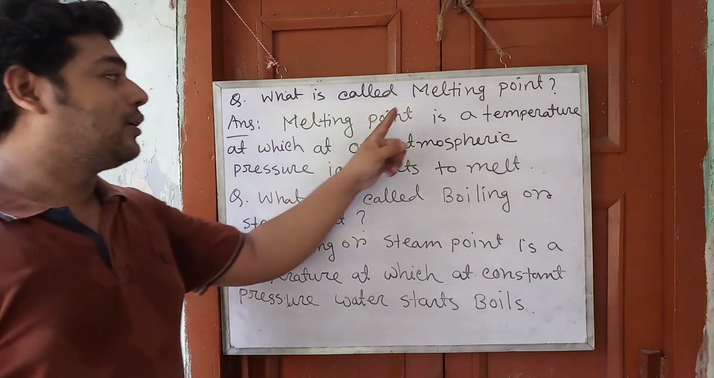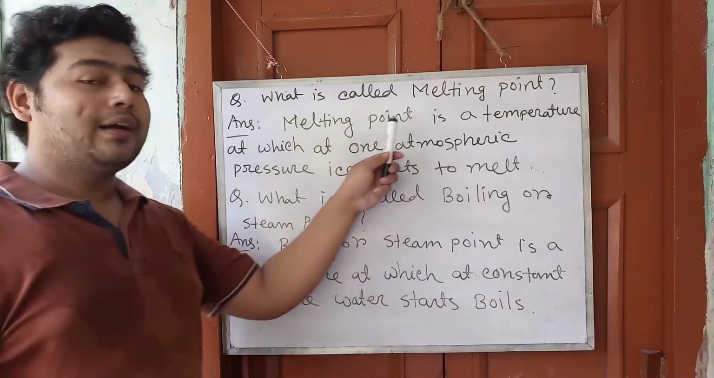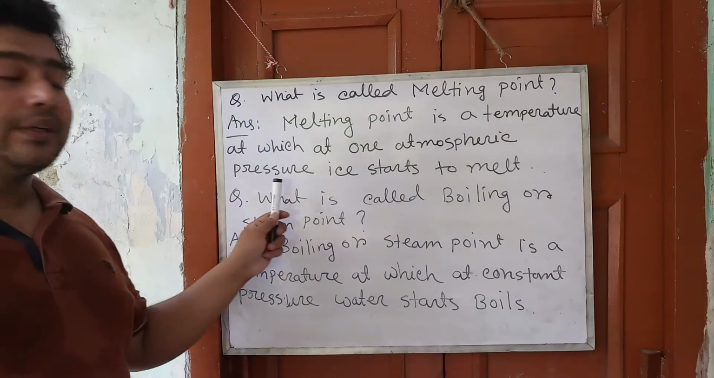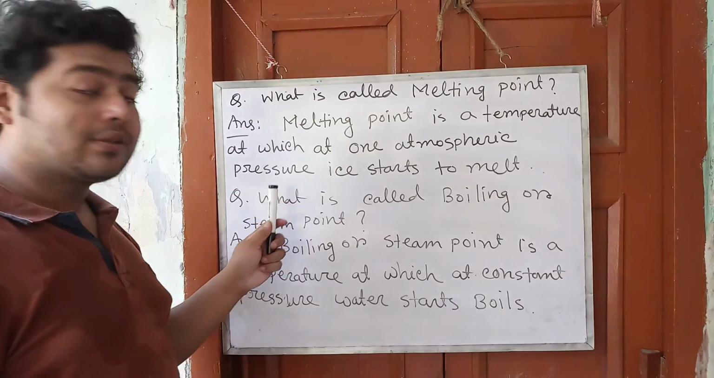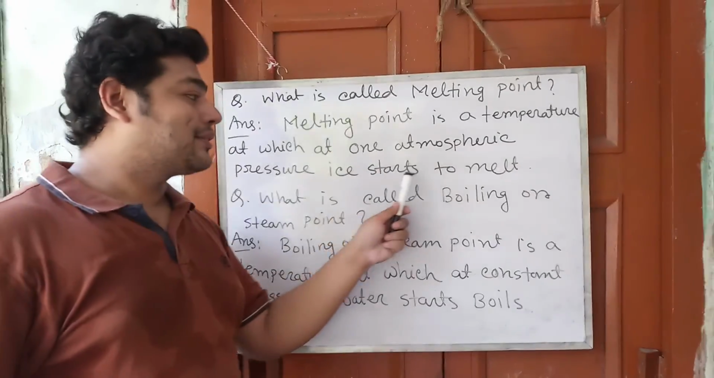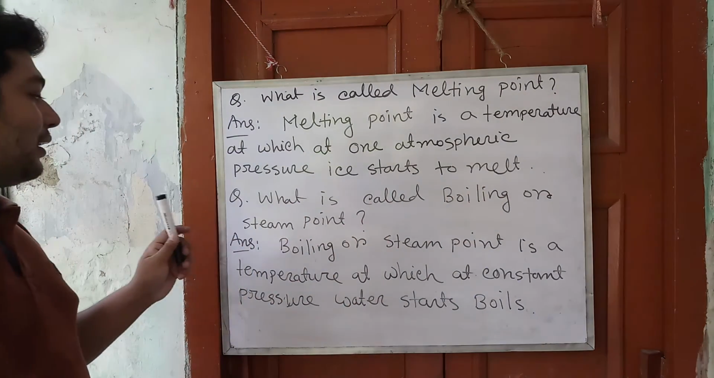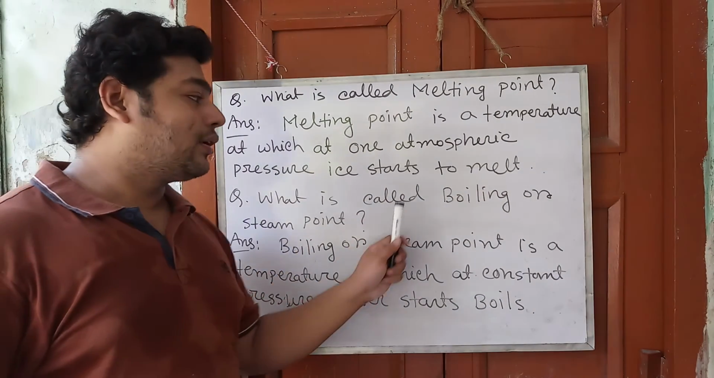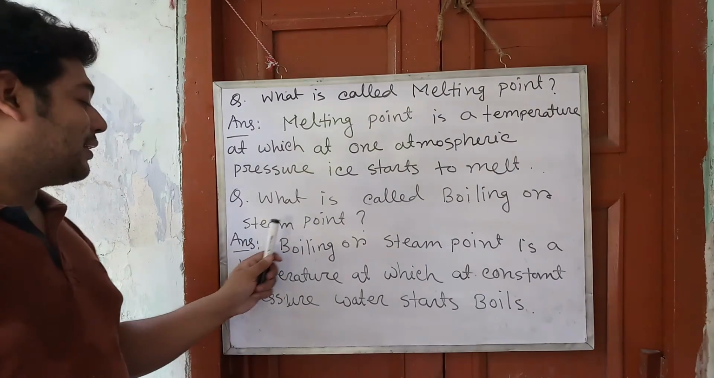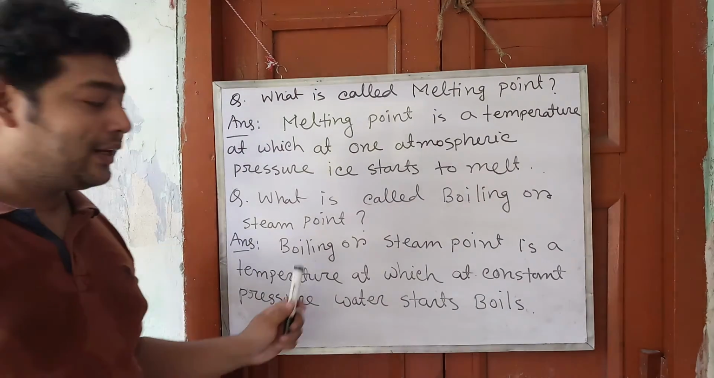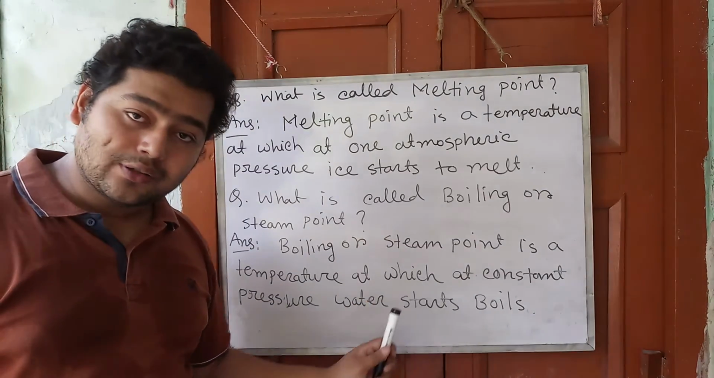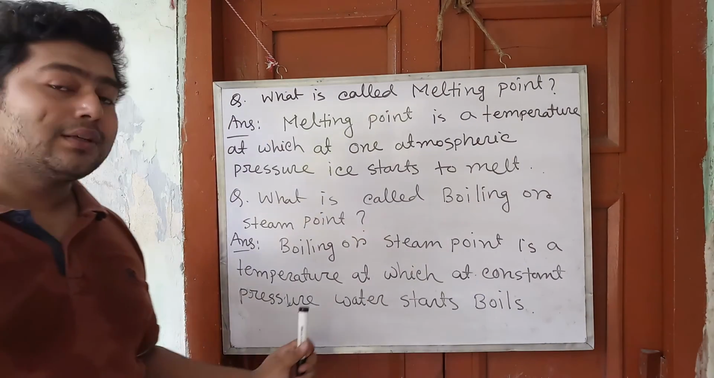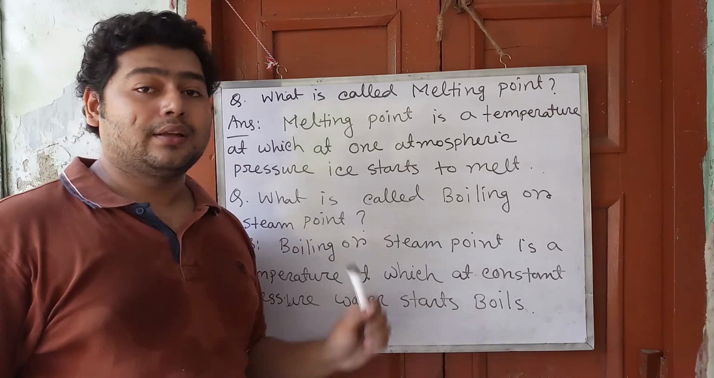Question: what is called melting point? Melting point is a temperature at which, at 1 atmospheric pressure or at constant pressure, ice starts to melt. And the question is, what is called boiling or steam point? The answer is, boiling or steam point is a temperature at which, at constant pressure, water starts to boil.